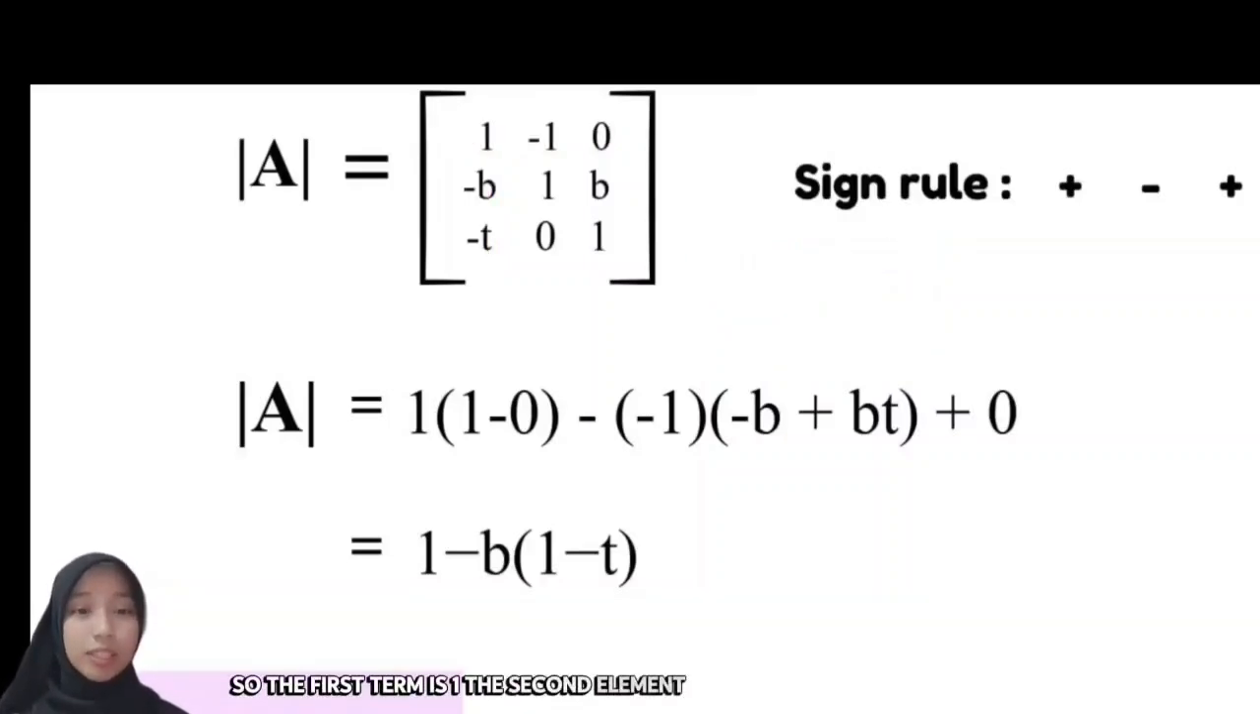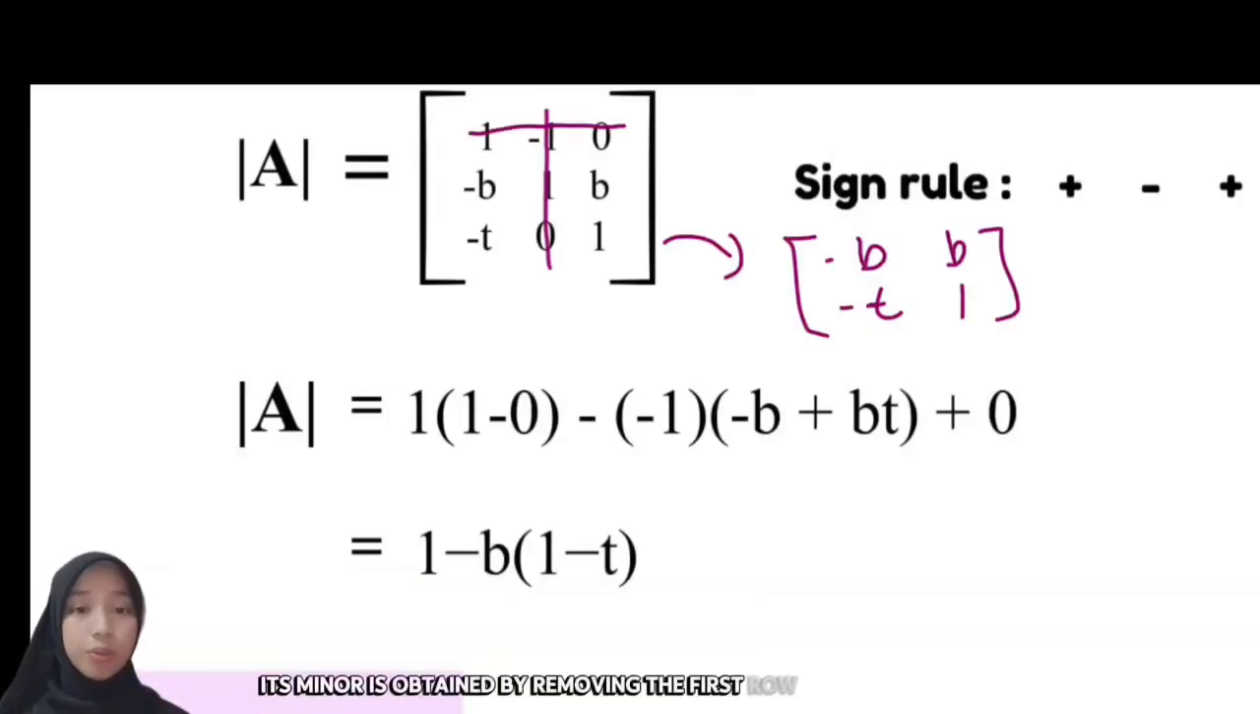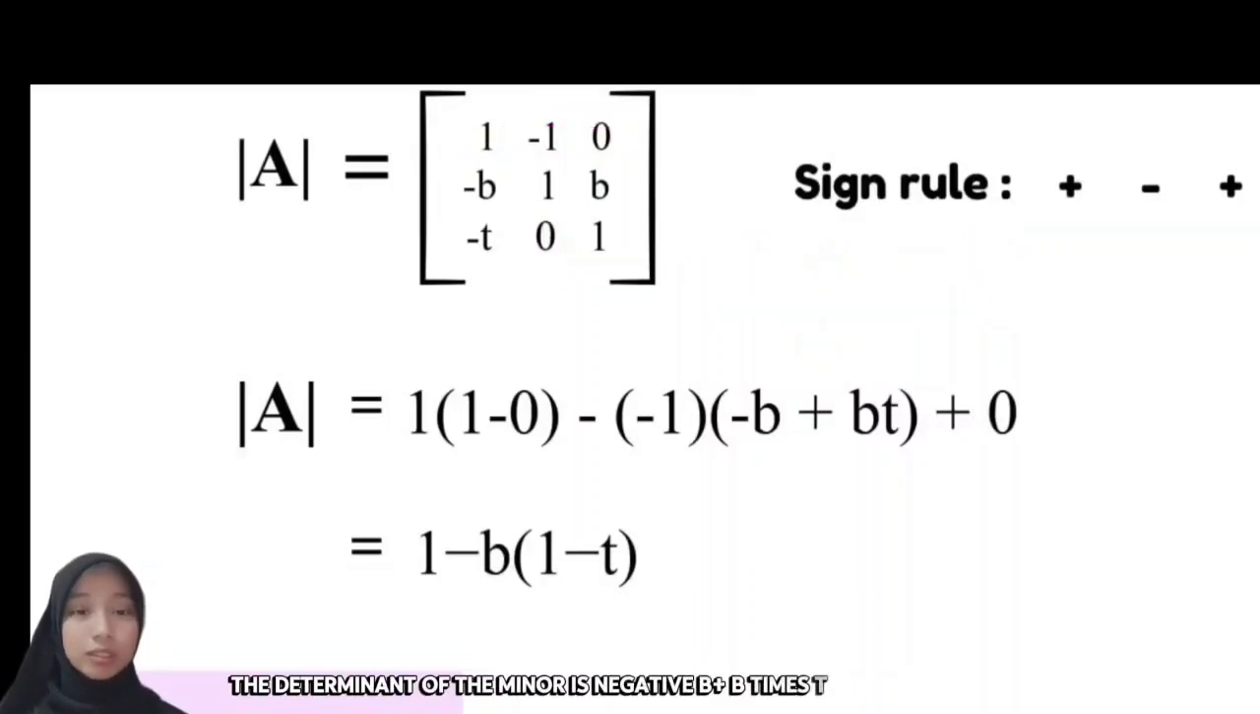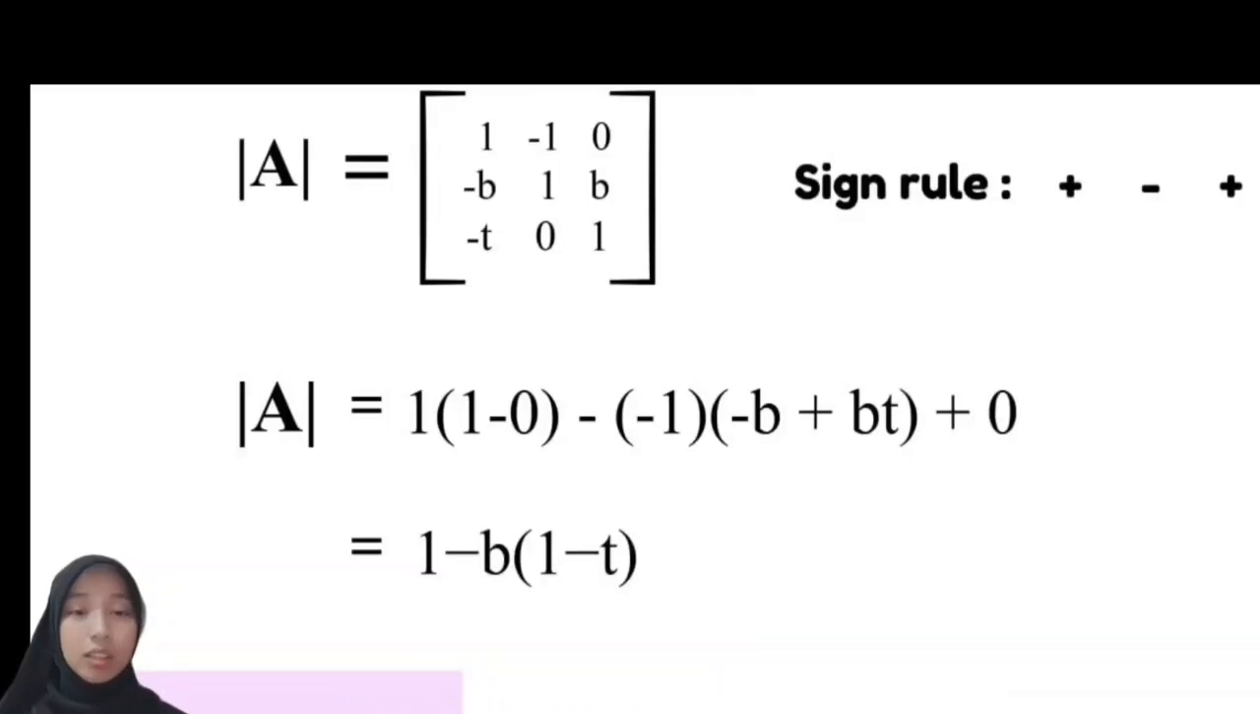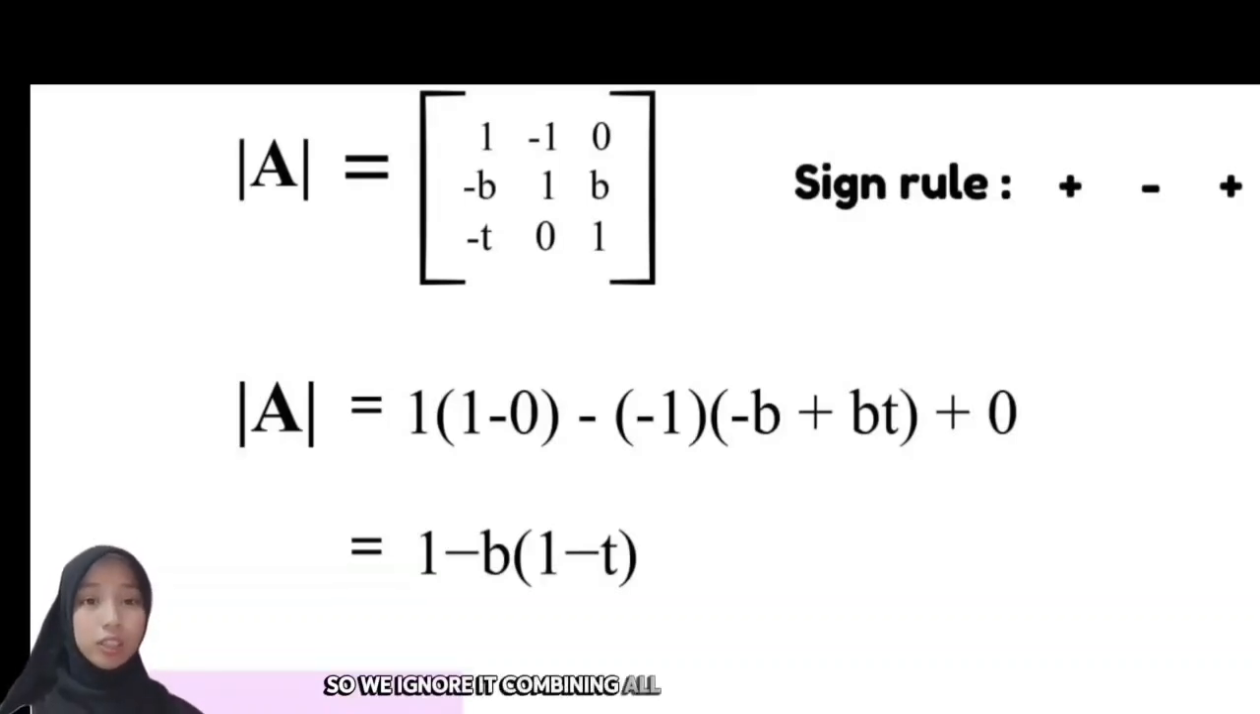The second element is negative 1. Its minor is obtained by removing the first row and second column. So the determinant of the minor is negative b plus b times t. Because the element is in the middle, we apply the minus sign from the rule, giving us negative of b minus bt. The third element is 0. Multiplying by 0 gives 0, so we ignore it. Combining all terms, the determinant is 1 minus b times 1 minus t.